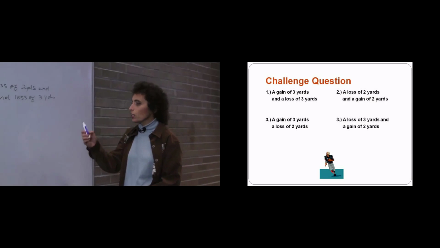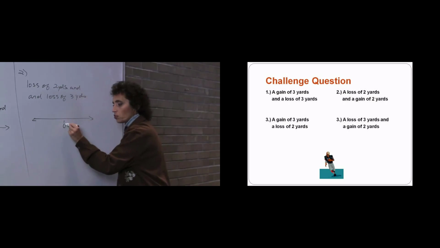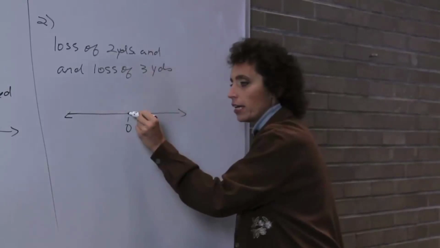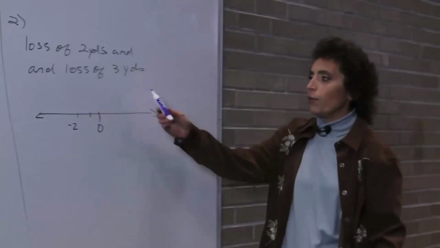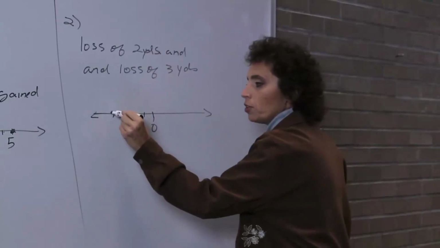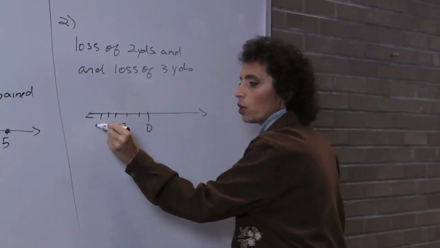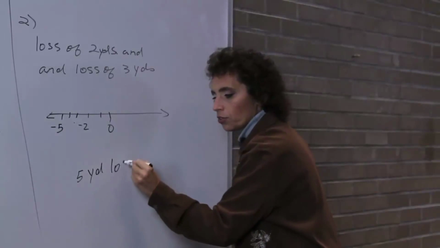Looking at question 2, we have a loss of 2 yards and a loss of 3 yards. Because it's a loss, we're going to go left, to the negatives. A loss of 2 yards puts me at -2. But now we have another loss of 3 yards, so we go 3 yards to the left. 1, 2, 3, that puts me at -3, -4, -5. So we have a 5-yard loss.